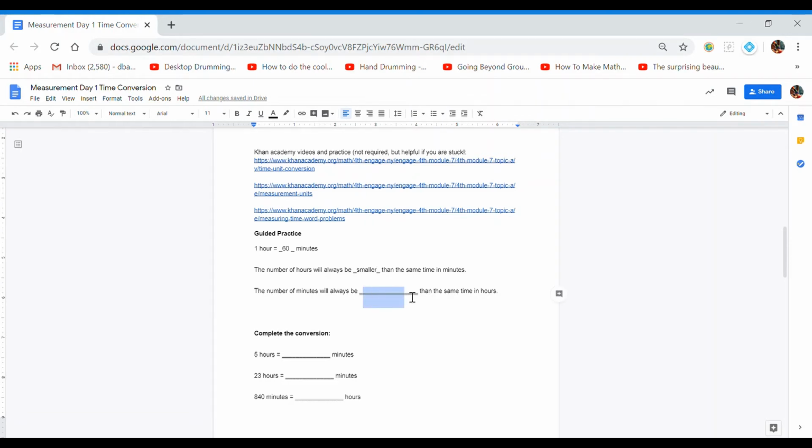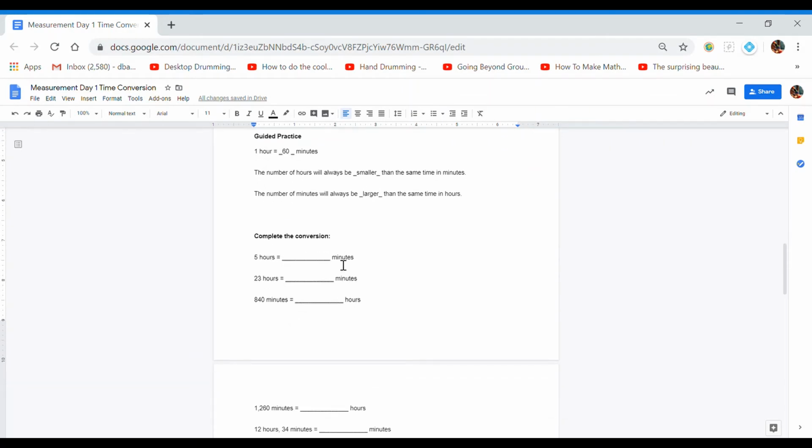That's because the number of minutes will always be larger than the same time in hours. The number of minutes is always going to be larger than the same time in hours. People use this trick all the time. If they want to make something seem bigger, they'll show it in minutes. If they want to make it seem smaller, they show it in hours because the number is going to be smaller.